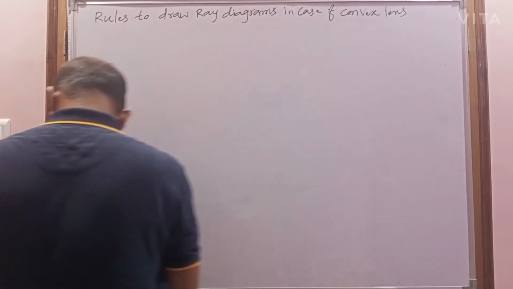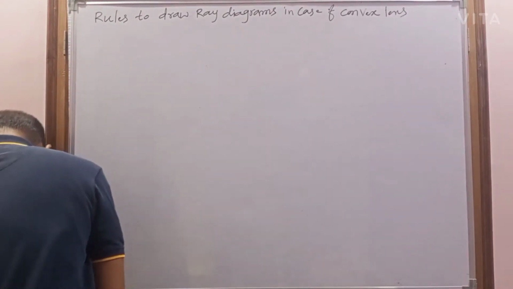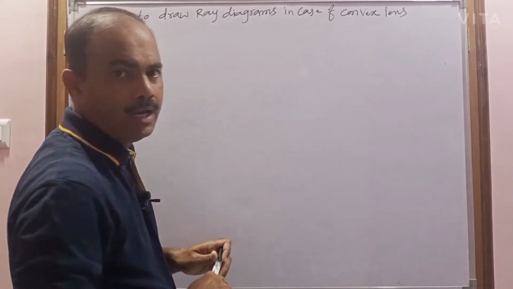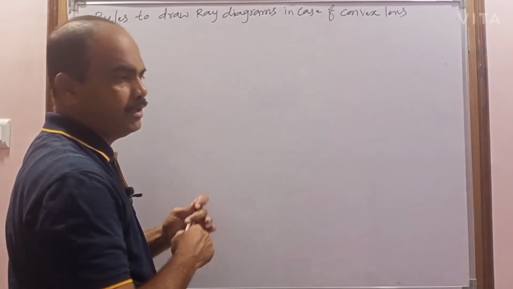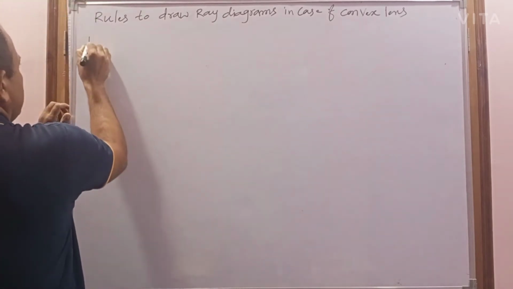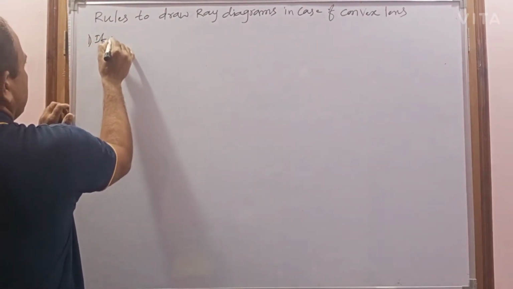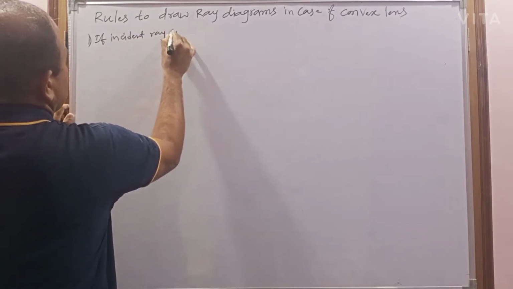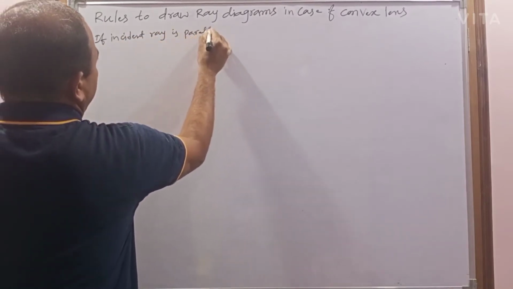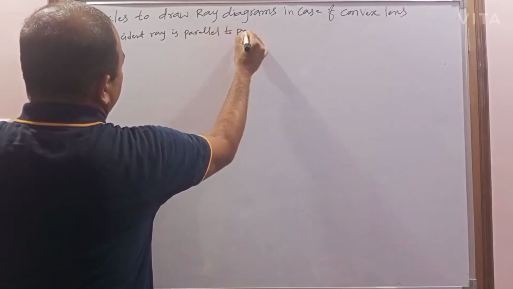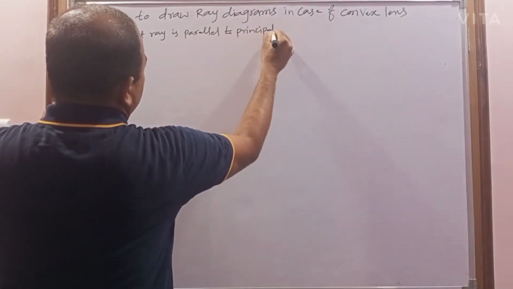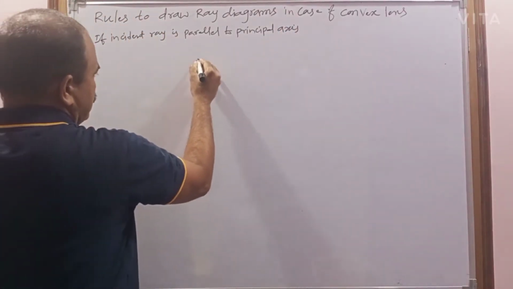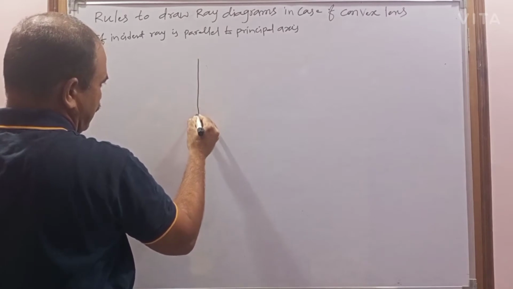Now coming to the first rule. The first rule is, if the incident ray is parallel to the principal axis, what happens after refraction? So the first rule is, if the incident ray is parallel to the principal axis. So this is the convex lens.